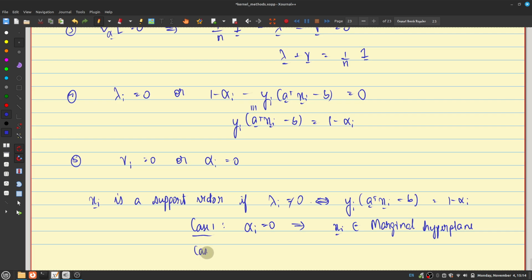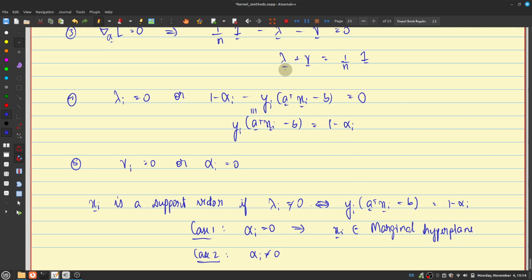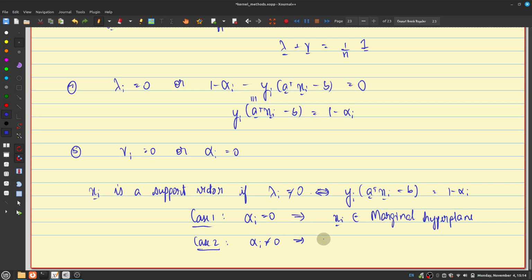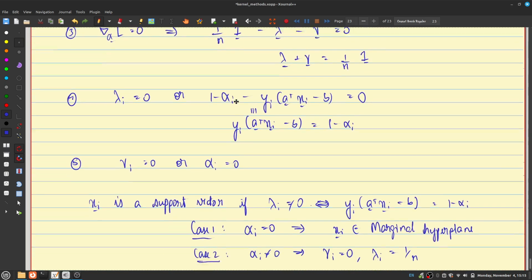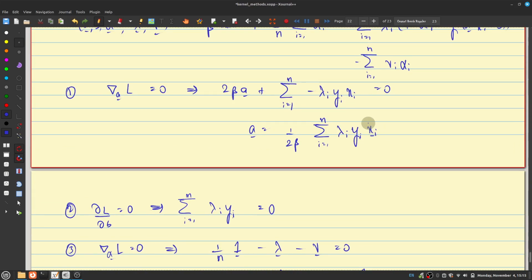There's another case. So if alpha I is not equal to 0, then what should happen? What can you say about nu I? Nu I should be equal to 0, right? And so therefore what should lambda I be equal to? It should be equal to 1 by n, right? So this means that nu I is equal to 0 and lambda I should be equal to 1 by n. So you know exactly what the coefficient of xi should be. Therefore the coefficient of xi is going to be yi divided by 2n beta.